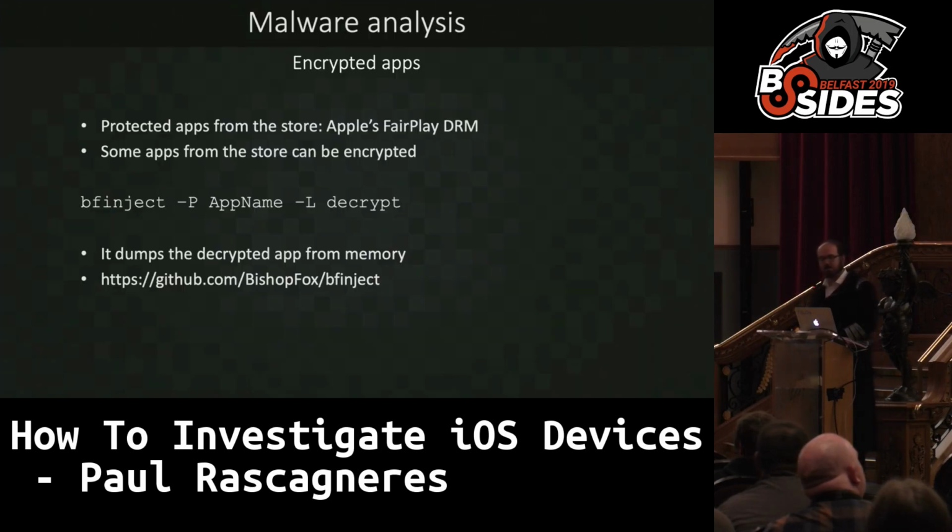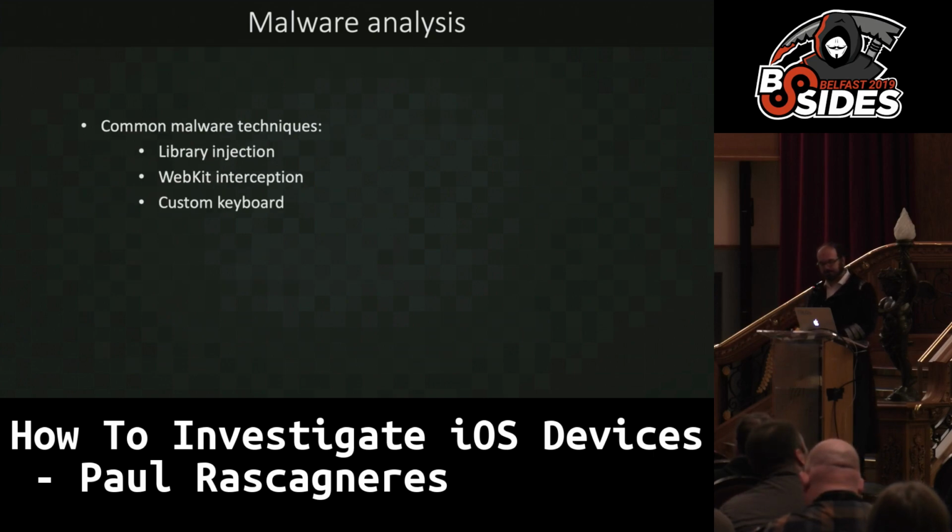So let's speak a little bit about malware analysis and what you can do. First thing, some applications are encrypted by the Apple DRM, when the application is from the store. In that case you must jailbreak the device and use a script named bfinject. It's on GitHub, you can download it. It will execute the encrypted application, take the unencrypted version from memory and package it for you, and you will have the unencrypted version of the application. So it's really, really simple.